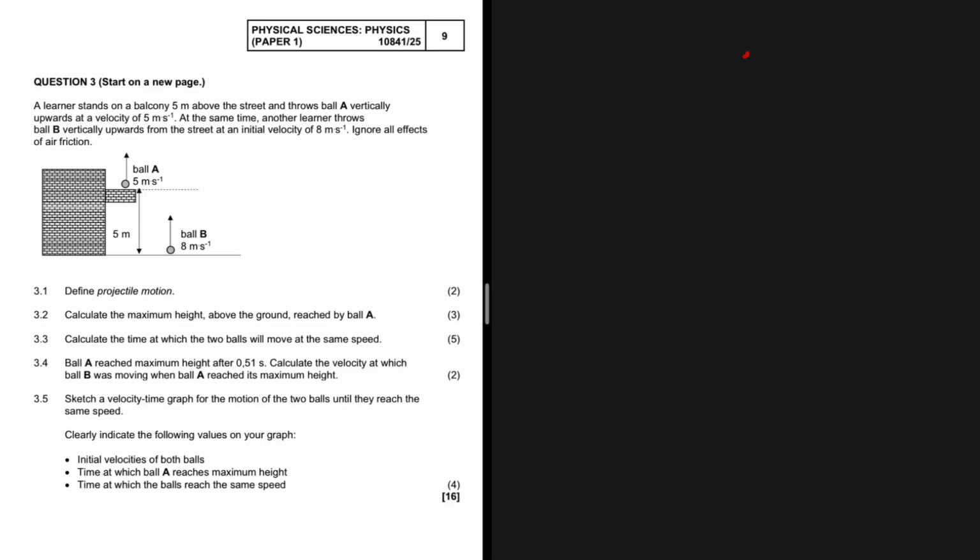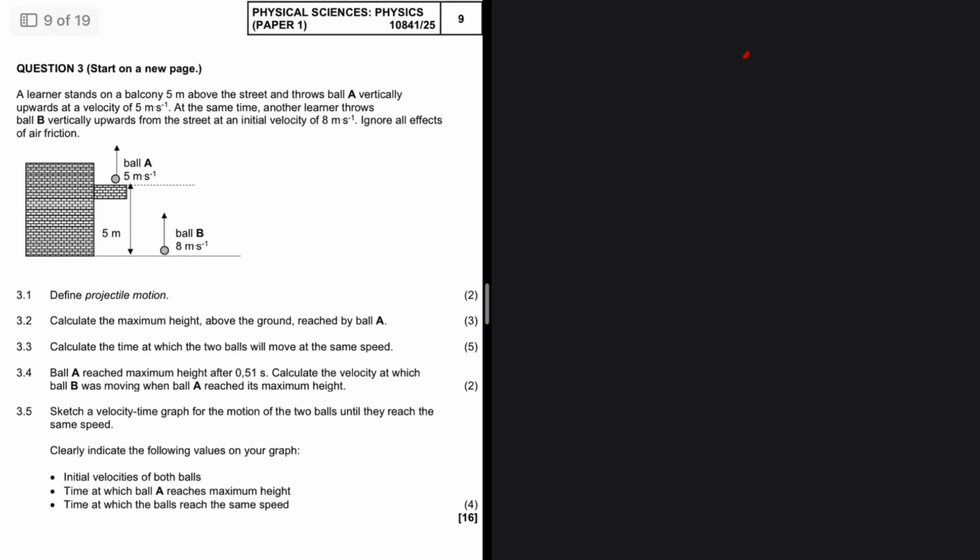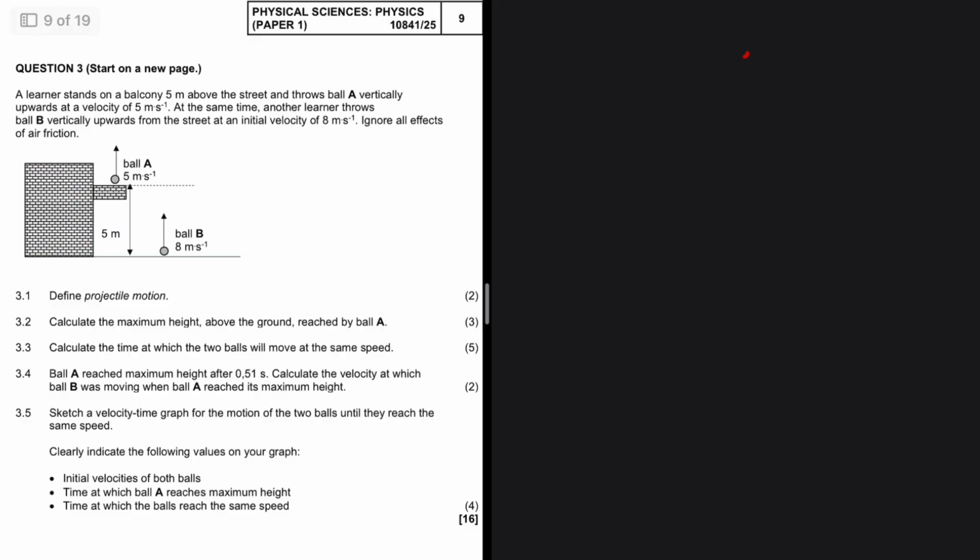Calculate the time at which the two balls will move at the same speed. That is 3.3. Let's take a look. A learner stands on a balcony 5 meters above the street and throws ball A vertically upwards at a velocity of 5 meters per second. At the same time, another learner throws ball B vertically upwards from the street at an initial velocity of 8 meters per second. Ignore all effects of friction.